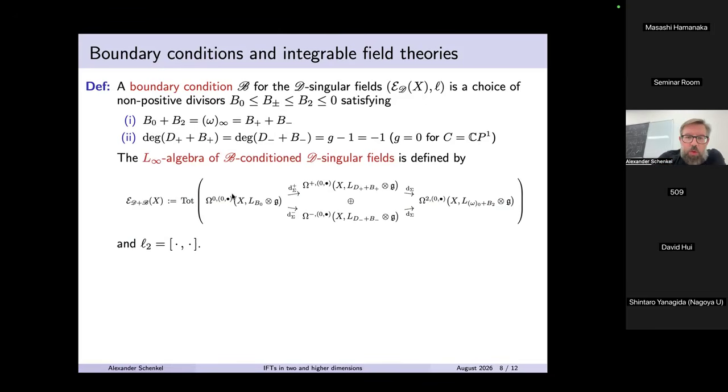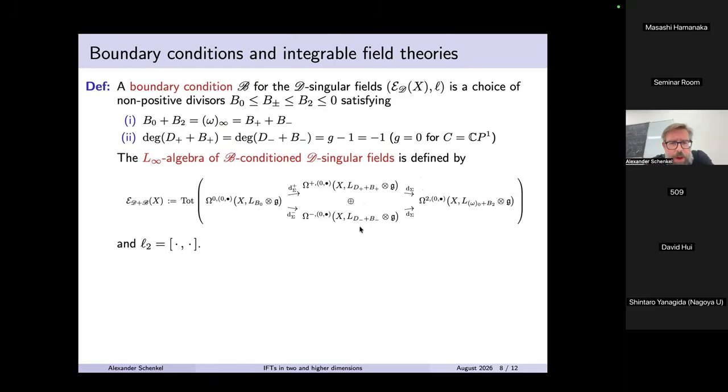Now, what you can now do with these divisors is you can twist further the complex underlying your L infinity algebra in the following way. You use B0 to twist the gauge transformations. So this imposes boundary conditions on the gauge transformations. You can use B plus, B minus to twist the plus minus components of the connection. And you can use B2 to twist this part. Now, thanks to these properties, thanks to this definition, it turns out that this is an L infinity algebra because the differentials and the brackets are well defined on these divisor twisted Dolbeault complexes.